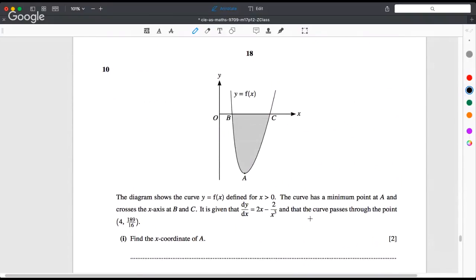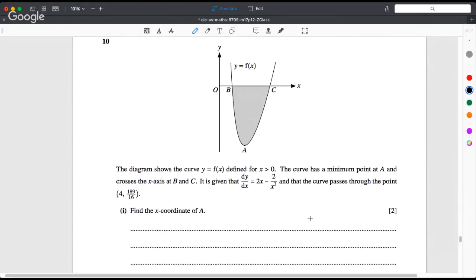Okay, question 10. This is an integration question. So our first task is to find the coordinates of this turning point of the curve. So that's pretty easy. We know that the minimum is given where the first derivative is equal to 0. So we have that (2x minus 2) over x cubed is equal to 0. Multiply both sides by x cubed, and divide by 2, we get that x cubed minus 1 is equal to 0. And x is equal to 1 will solve that equation. So that's the x coordinate of A.